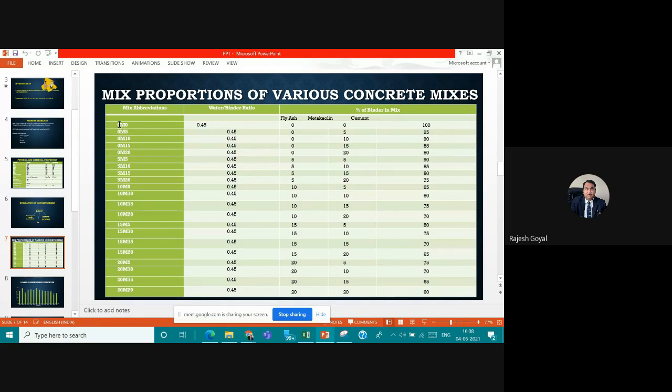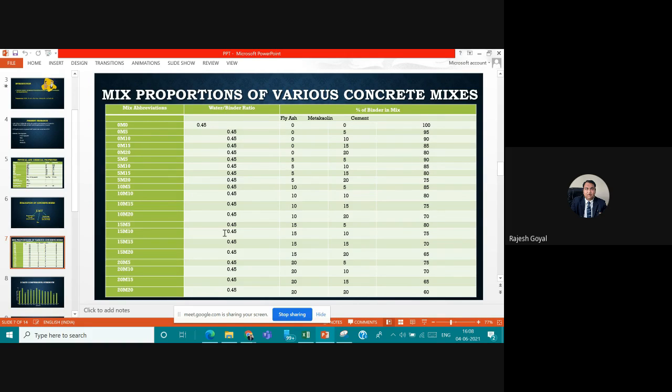Like 0M0, there is no fly ash, no metakaolin. So it was, we can say, the control mix, where 100% cement, whatever the quantity was calculated in the mix design, is taken. And 0M5 means fly ash 0, metakaolin 5%, 0M10 likewise. So it is very clearly understandable.